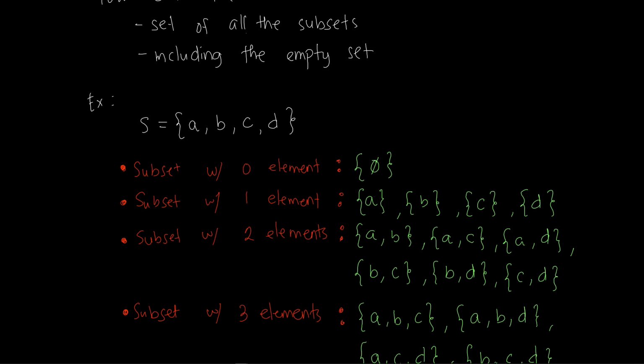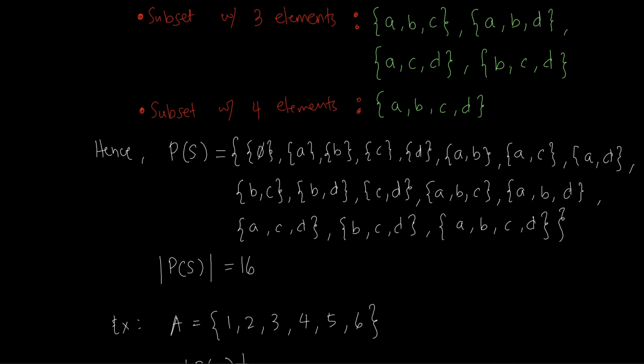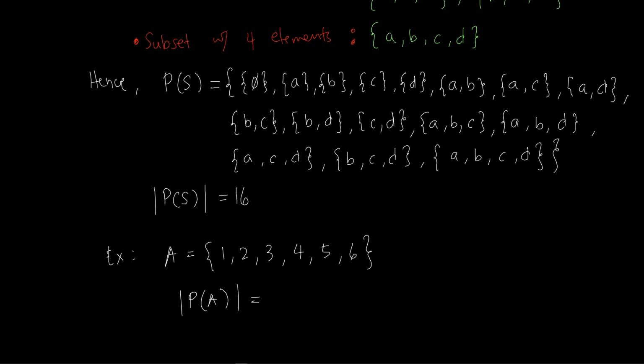So the cardinality of the power set of S is simply 2 raised to the power of n. Since n is 4, the cardinality of the power set of S is 2 raised to the power of 4. And that is equal to 16. So, 2 raised to the power of 6. How much is that?